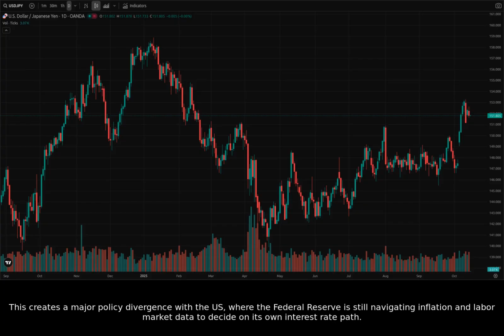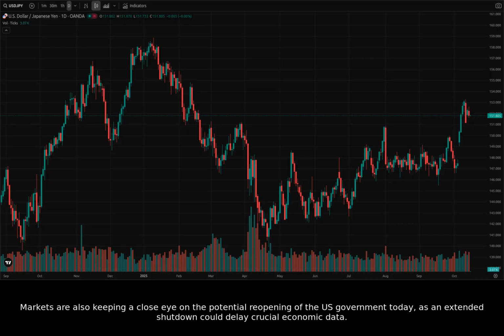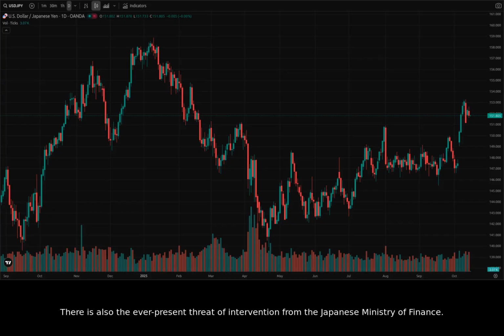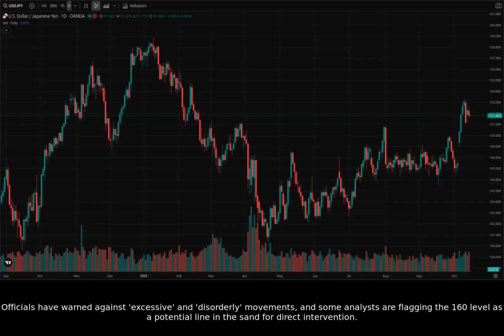This creates a major policy divergence with the US, where the Federal Reserve is still navigating inflation and labor market data to decide on its own interest rate path. Markets are also keeping a close eye on the potential reopening of the U.S. government today, as an extended shutdown could delay crucial economic data. There is also the ever-present threat of intervention from the Japanese Ministry of Finance. Officials have warned against excessive and disorderly movements, and some analysts are flagging the 160 level as a potential line in the sand for direct intervention.